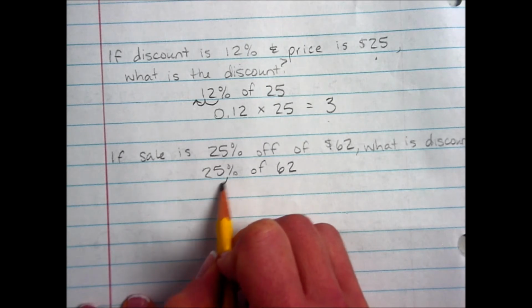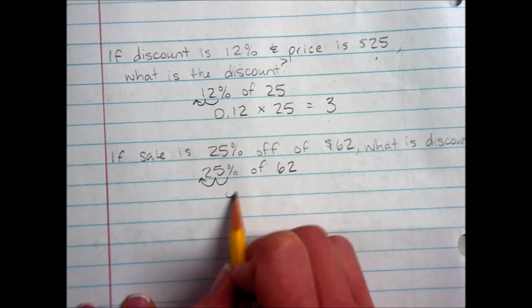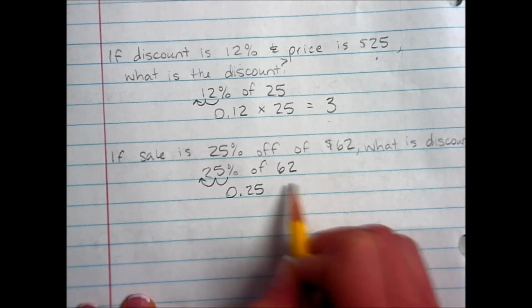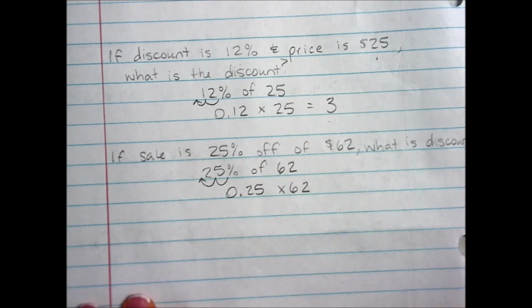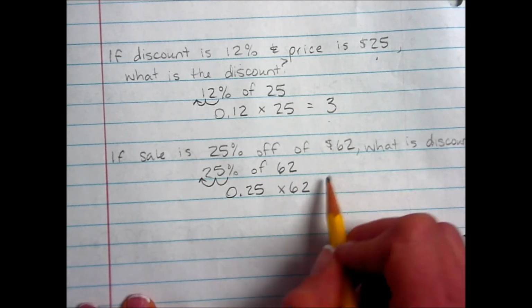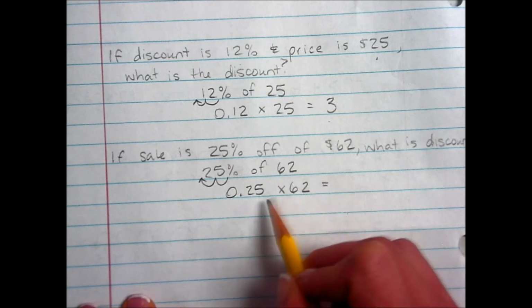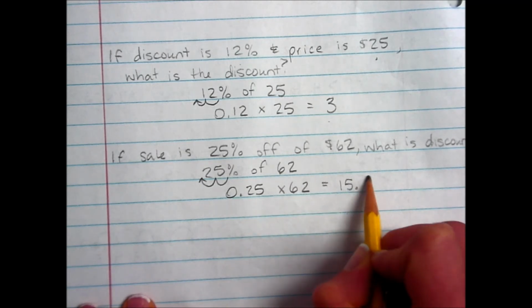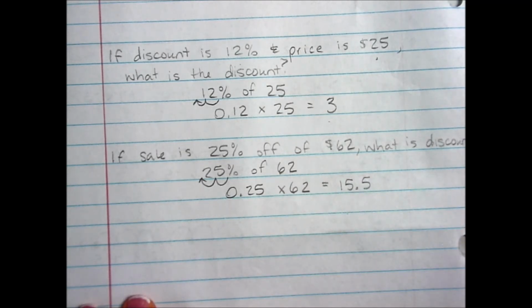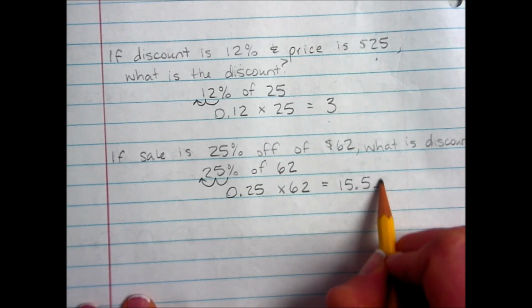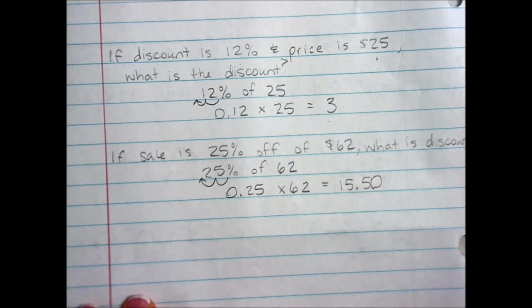Same thing I've been doing. Bump, make a decimal. So we get 25/100 times 62. And for this problem, when I multiply that, I get 15 5/10. But since it's money, your answer might look like this, which is $15.50. Adding that 0 does not change the value. So that's our discount, $15.50.